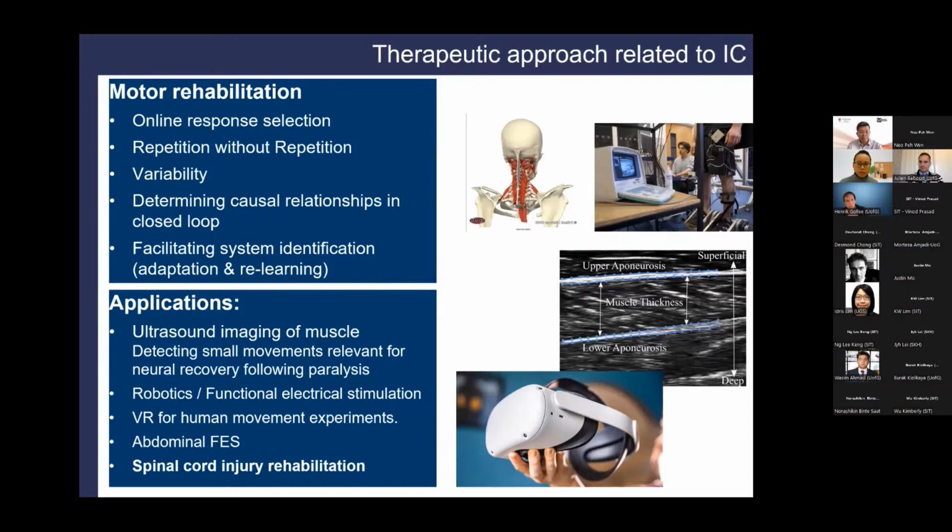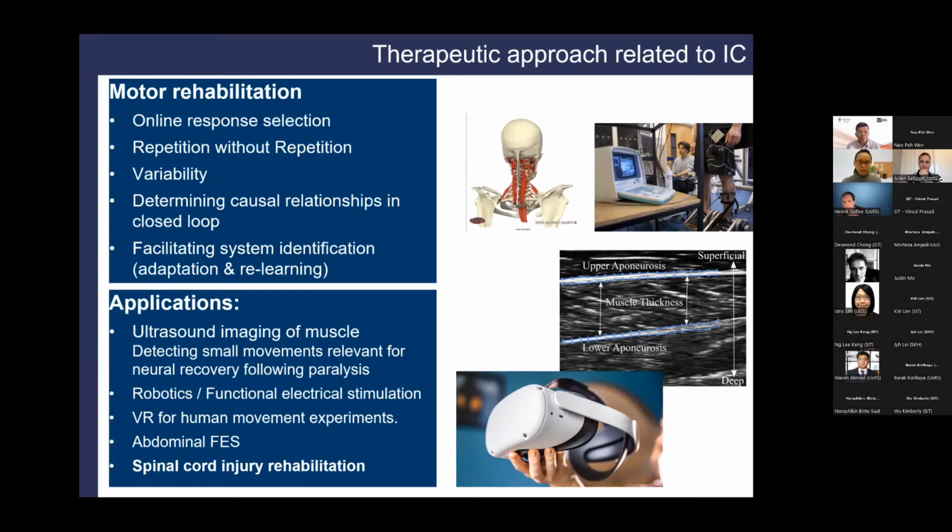I want to summarize where this can actually be used, how this can be applied. What are therapeutic approaches related to intermittent control in this context? On a theoretical, high level, we can use intermittent control to have online response selection. We can have repetition without repetition.